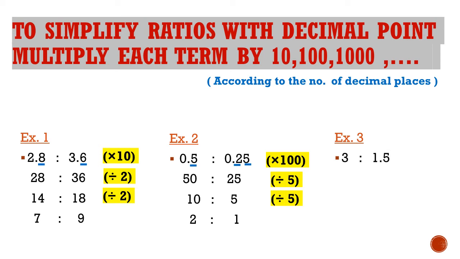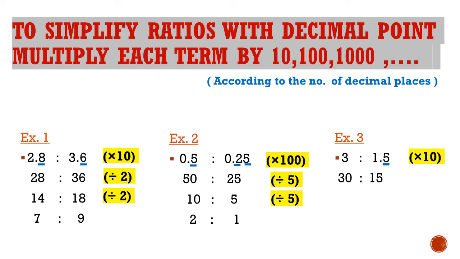Exercise 3. 3 to 1.5. Now we have a ratio between a whole number and a decimal number. Check how many decimal places we have. We have one decimal place. Then we multiply the two terms here by 10. Don't forget, we multiply the two terms.